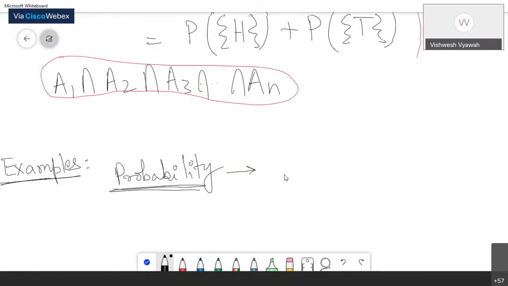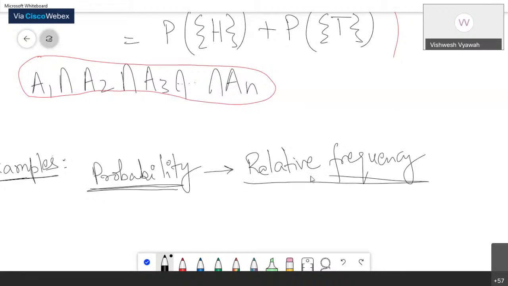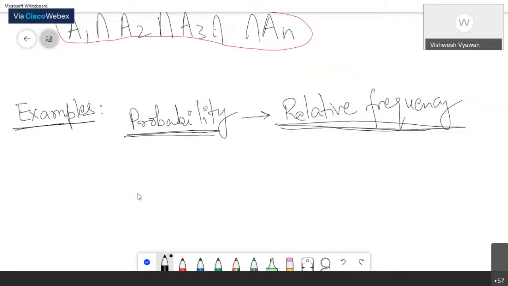is also defined, or it can also be understood, in terms of relative frequency. I'll give you a very interesting example about this. A lot of us may have some confusion or misconceptions regarding this. Let's take this example of a coin. It says that the sample space is H comma T. Do you agree?